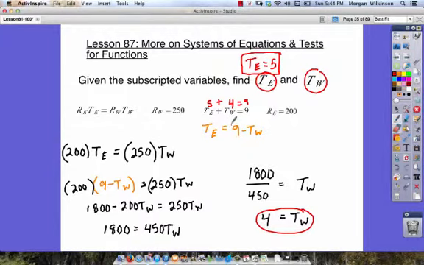We could have done this problem another way. We could have solved for T sub W by subtracting T sub E on both sides. We would have had slightly different work as we went, but we would have come to exactly the same answer. It doesn't matter which one you pick, T sub E or T sub W. Work through the problem carefully, take your time, show your work as you go, and you'll get the correct final answers in the end. Let's look at some tests for functions.